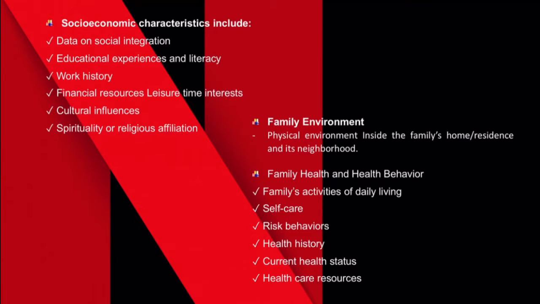Or they have practices which are detrimental to their health. Then the health history. If someone in the family has a health history of diabetes or whatsoever diseases that they have acquired before you go to the community, or you are engaged in the family health nursing. Then comes the current health status, if he is healthy or not at the time being. And lastly is the healthcare resources that are available.